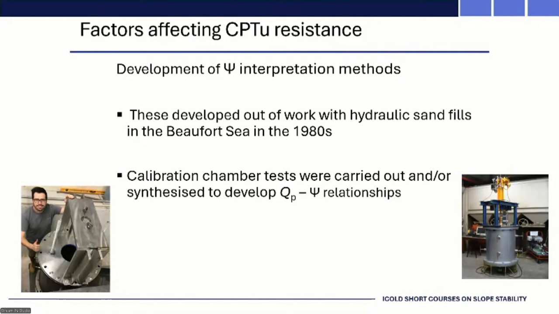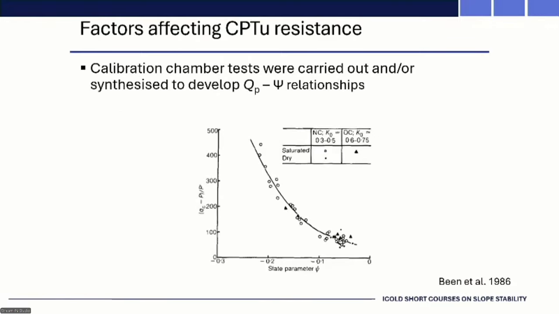Okay, so now we've got this device which you can prepare at a known state, pretty close, test it, and then see what happens. This is another way of plotting what Louise plotted, where you've got state parameter on the horizontal and some normalized tip resistance on the vertical, for different conditions, saturated and dry. But what sticks out to you about that particular plot? What's missing?